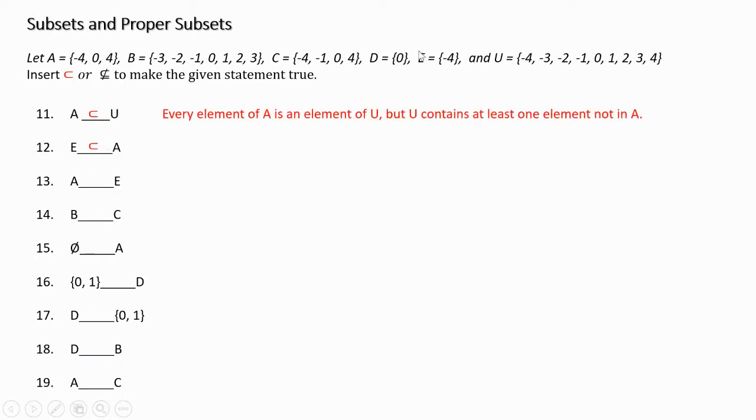Let's see again here. Where's E? Oh no, this is true. This is a proper subset. Yeah, because E is -4, right? And every element in E is also an element in set A.